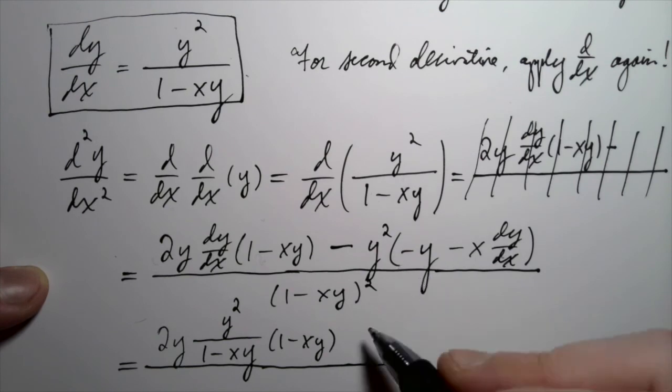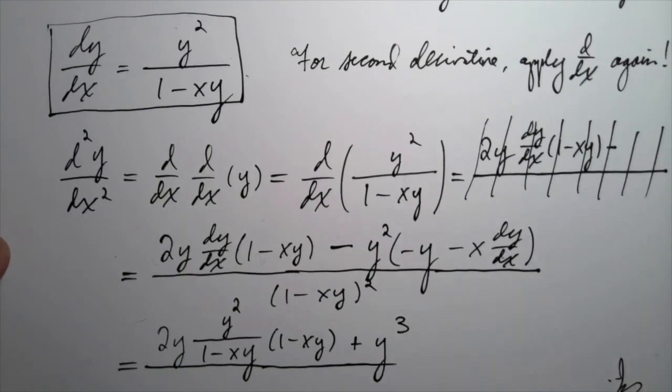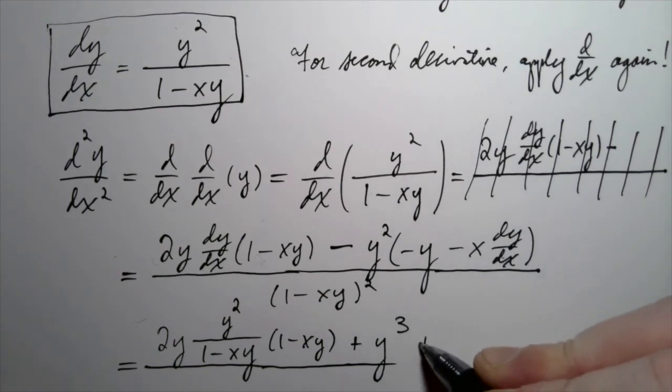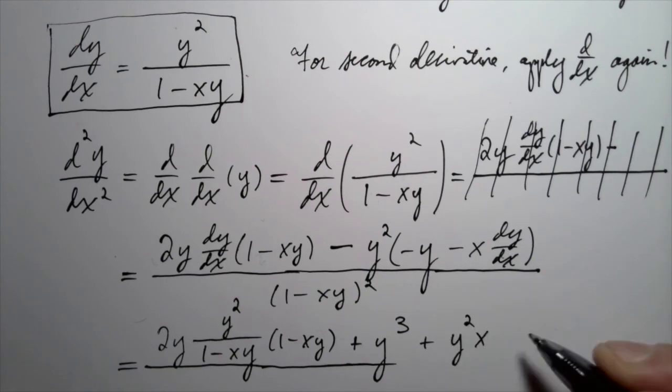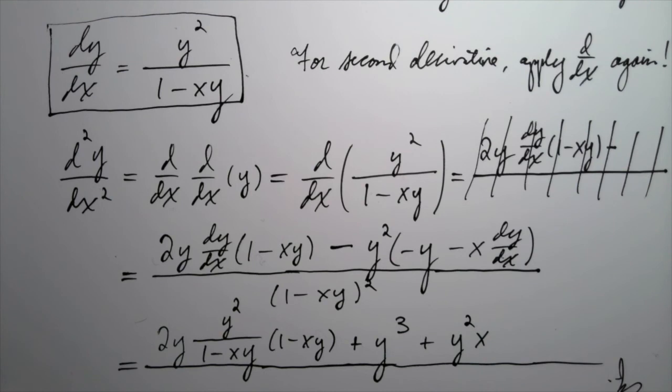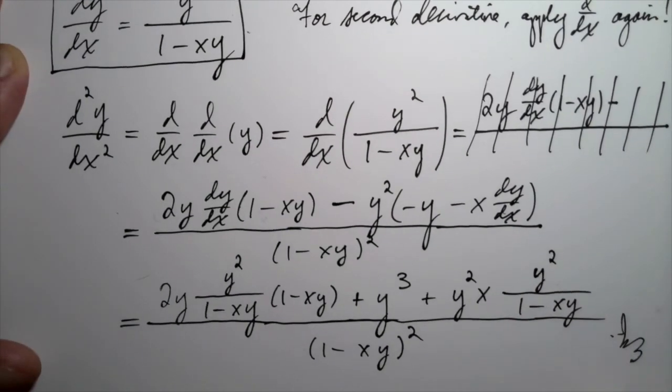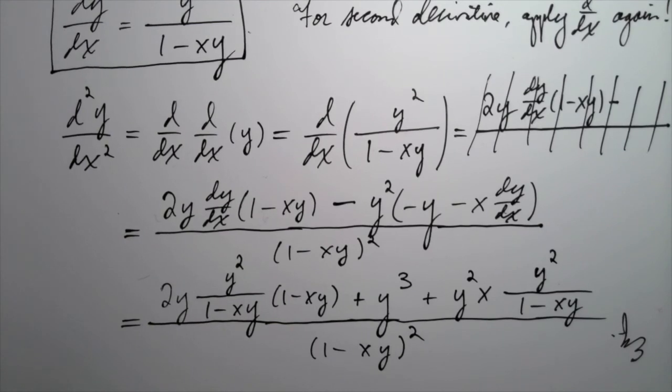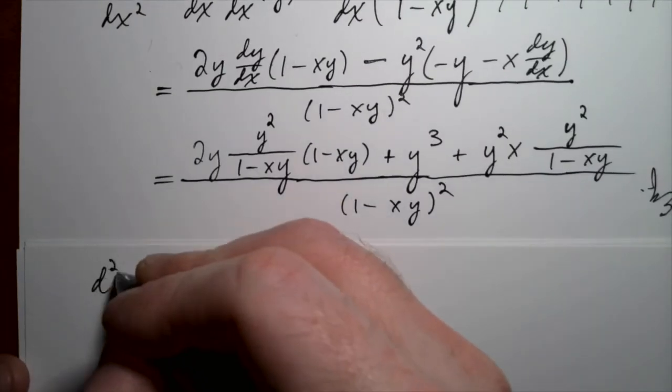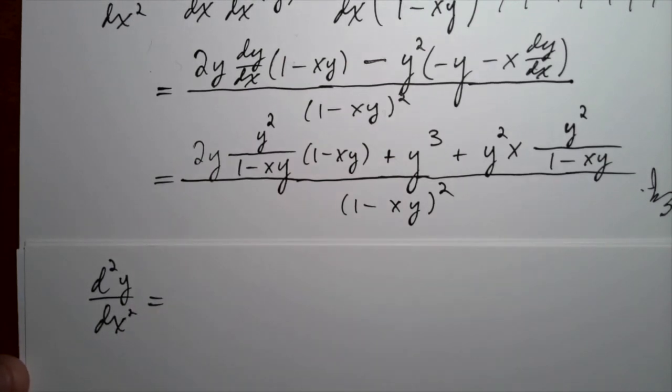So nothing else changed. I'm just subbing in for dy by dx. Over here, let's multiply through and simplify a bit. So we'll have a plus y cubed. Two wrongs make a right. We have minus y squared times minus y. That's just y cubed. And then we also have plus y squared x times dy dx. What's dy dx? Well, again, we just figured it out. It's y squared divided by 1 minus xy. So those substitutions do it for us. And now there you have it. That is the second derivative. It doesn't look so nice, so I'm going to simplify a bit, but we could just leave it like that. How can we simplify this formula for the second derivative that we found?